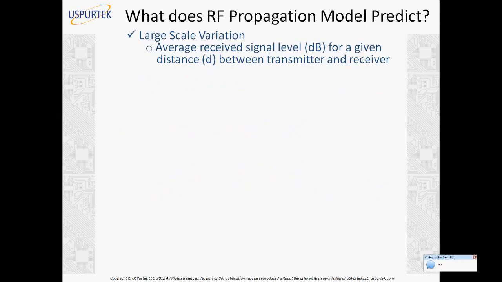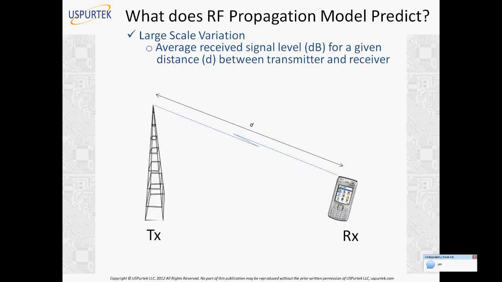Okay. Now, what does an RF model predict? Well, the first thing we want to find out is the large scale variation. If I'm at a distance d from the cell tower, how much signal level will I receive? Now the transmitter may be transmitting 40 watts, but that does not mean my handset is also getting 40 watts of power at its antenna. It depends on the distance. The farther away I am from the cell tower, the less signal I will receive. The RF power decays. So large scale variation is what I am looking at when I am looking at any RF propagation model.